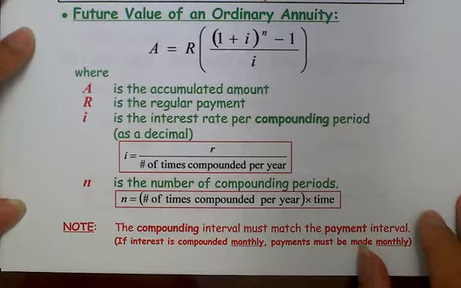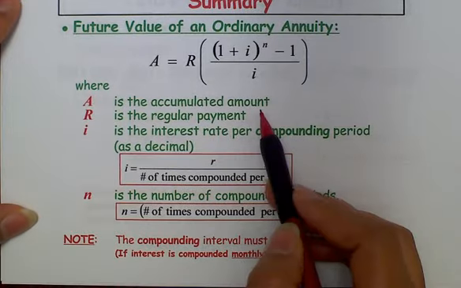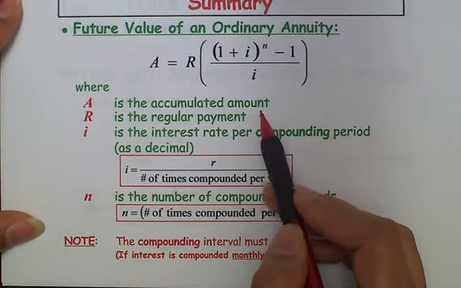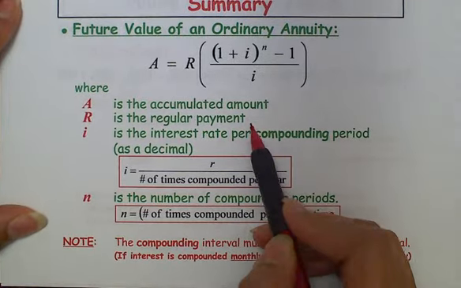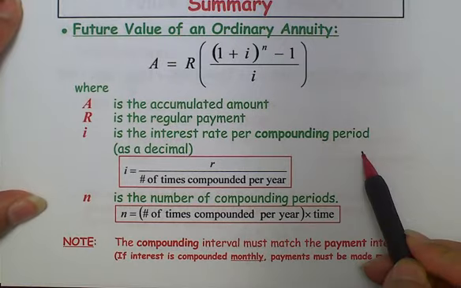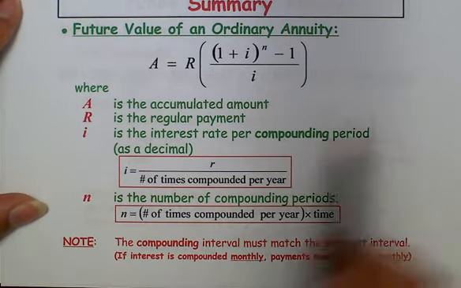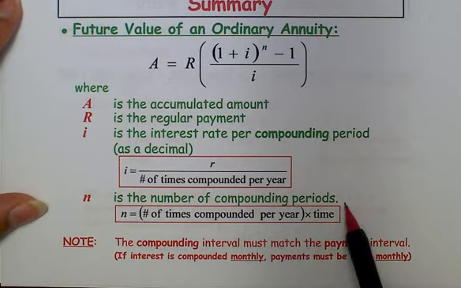Okay? So let's take a look at what each of these variables represents. A is the accumulated amount, so that's the amount that you want in the future. So that's the future value of an annuity part. R is the regular payments that are being made at regular intervals. i is the interest rate per compounding period. That's exactly the same as what we saw when we looked at compound interest. So you're taking the interest rate per year, dividing it by the number of times interest is compounded in a year. n is the number of compounding periods.